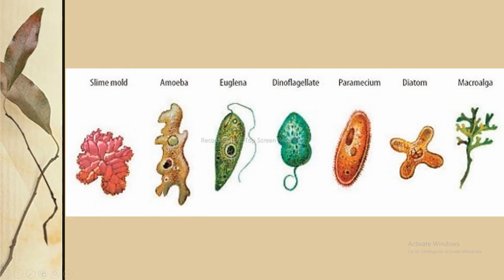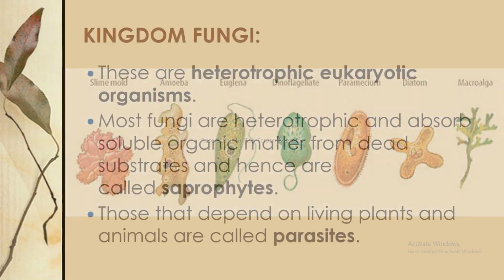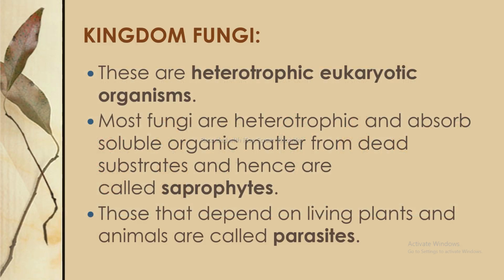So this is the slime mold in red color. So this is amoeba, this is euglena, this is dinoflagellate, this is paramecium, this is diatom, and this is macroalga.